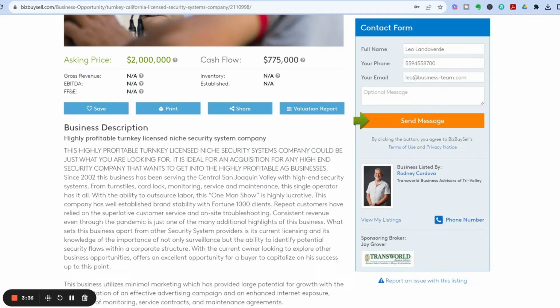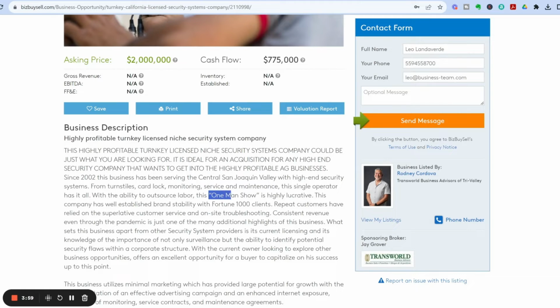So I'm looking at a highly profitable turnkey licensed niche security system company. Could be just what you're looking for. It's ideal for an acquisition, a security company. Since 2002, this is a plus. Longevity. We're looking at 21 years in business. Central San Joaquin Valley, with the ability to outsource labor.